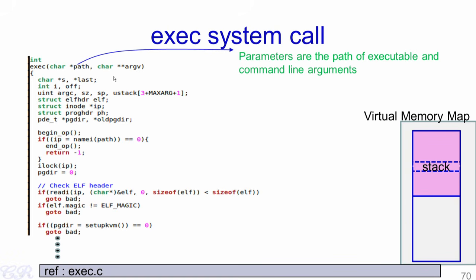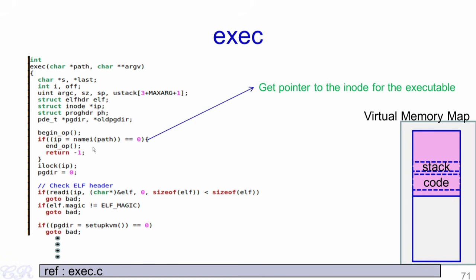The first thing that is done is that we get a pointer to the inode of the executable. An inode is metadata which has information about where the particular executable is stored on the secondary storage device such as the hard disk. In our particular case where we are using /bin/ls, this function namei would return the inode for the ls executable.